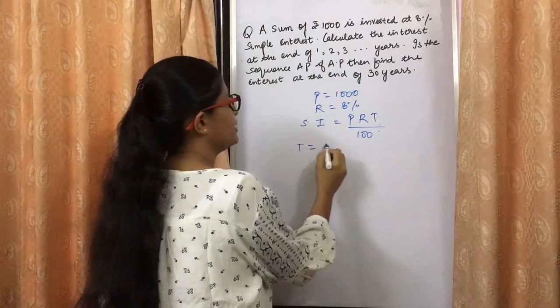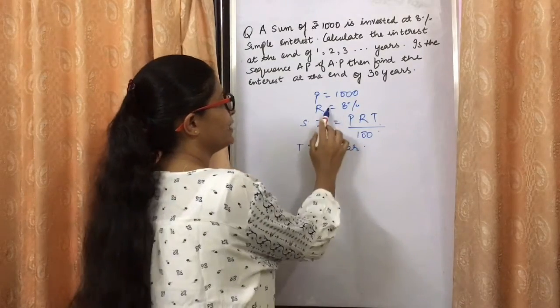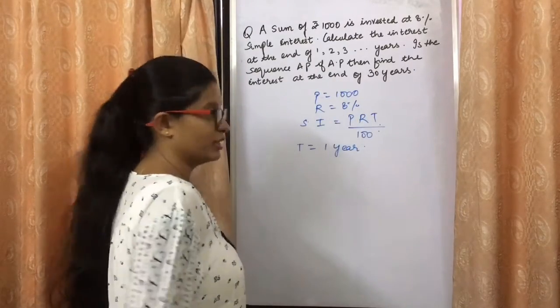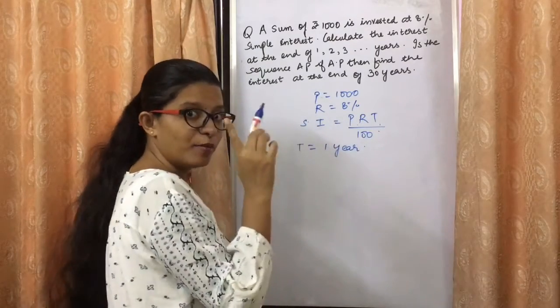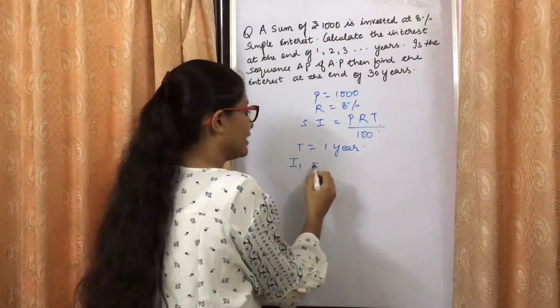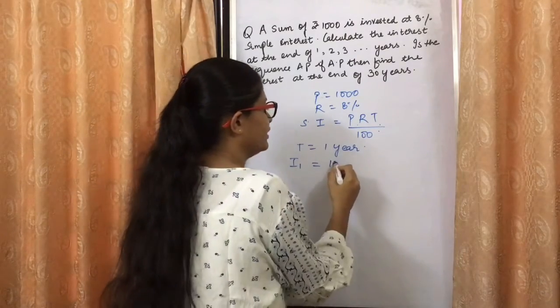So time here is 1 year, at the rate of 8%. Principal amount is 1000. Can we substitute all those things in this formula and we will get the interest number 1, which is I1, the interest at the end of first year. Let's see how much interest we will get.